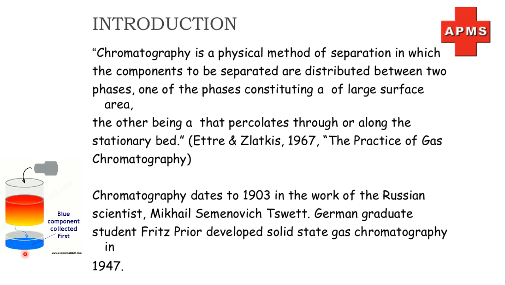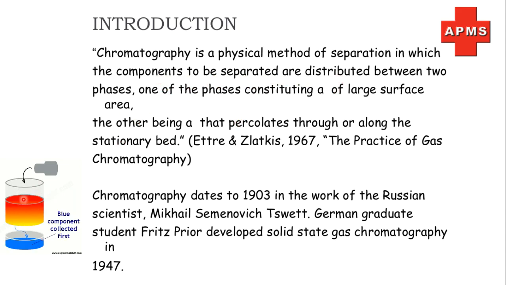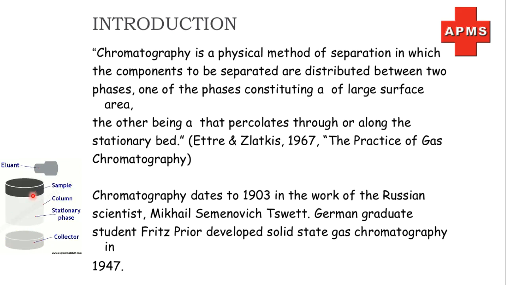Now first the blue separates, then the yellow substance separates, and then the red color will separate out. Now we can see that the components of a mixture are distributed between these phases. The mobile phase could be a gas or a liquid, other than the stationary phase and other than the sample.